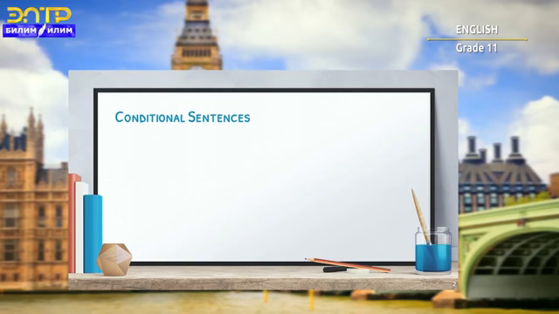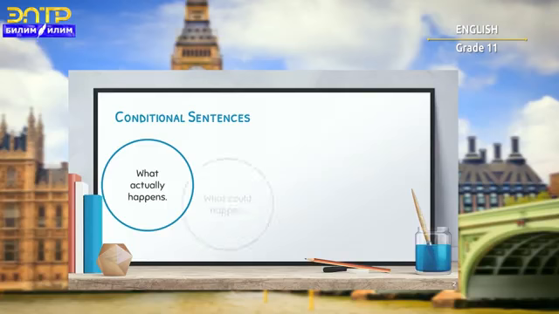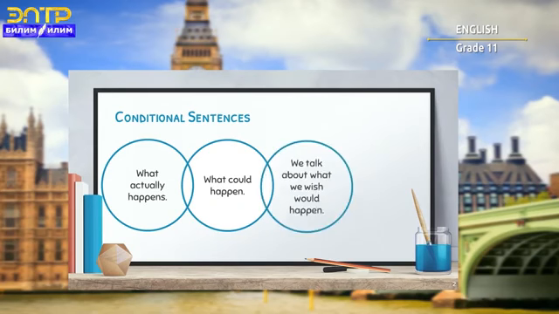We use conditional sentences to explain what actually happens, what could happen, so a possible and likely outcome in the future. We talk about what would happen, so imagining a different outcome for our present situation, and what might have happened, so thinking about a different outcome that happened in the past.